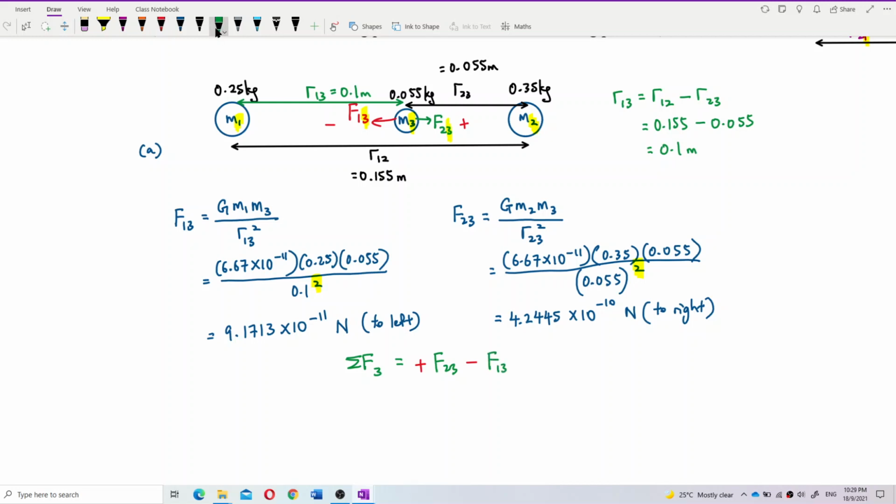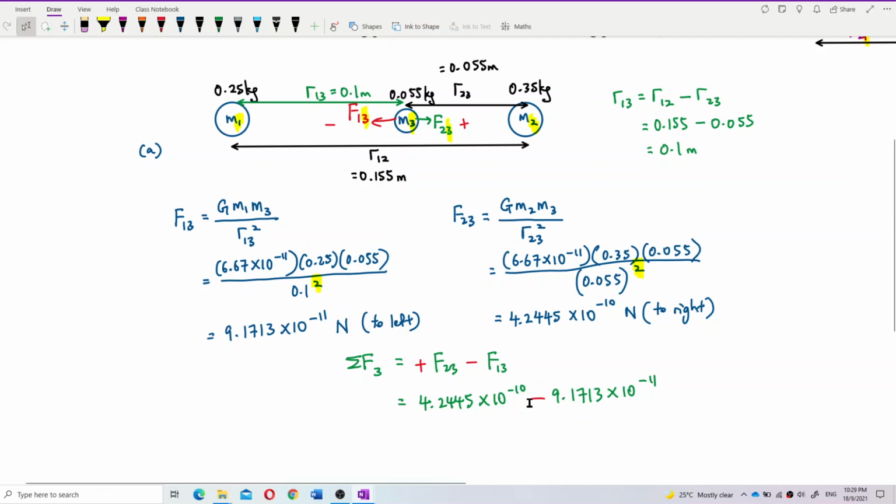F13, negative F13. Okay, so F23 is 4.2445 exponent negative 10. Okay, 4.2445 exponent negative 10, and then minus what? Minus the F13, which is 9.1713 exponent negative 11.